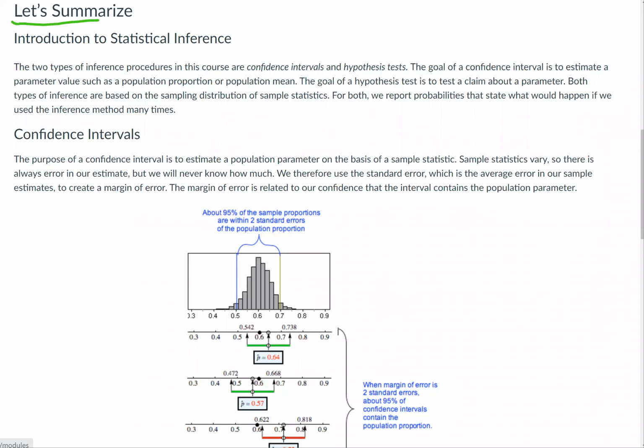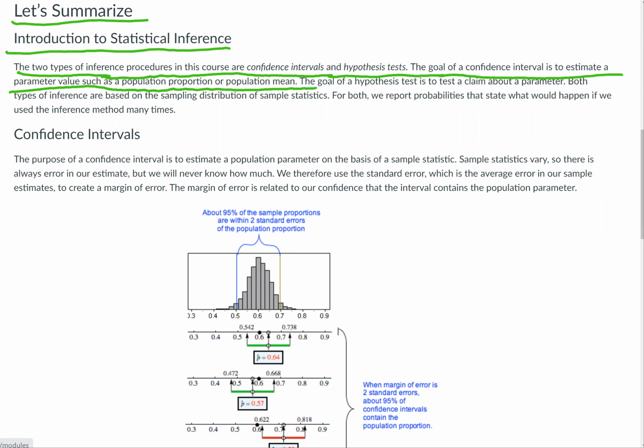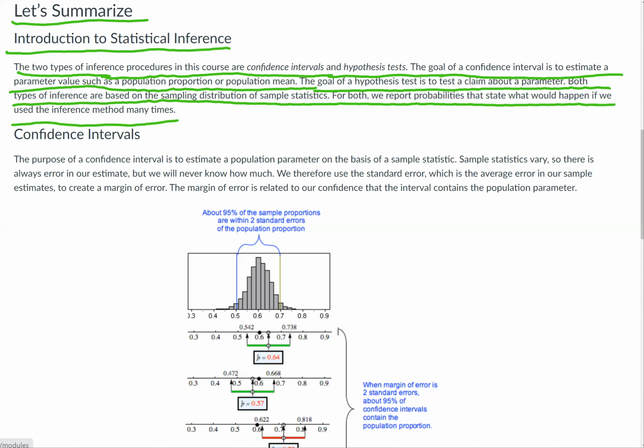So let's summarize what we've learned in this module. This module has been an introduction to statistical inference. The two types of inference procedures in this course are confidence intervals, which we just talked about, and hypothesis tests. The goal of a confidence interval is to estimate a parameter value, such as a population proportion or population mean. The goal of a hypothesis test is to test a claim about a parameter. Both types of inference are based on the sampling distribution of sample statistics. For both, we report probabilities that state what would happen if we use the inference method many times.